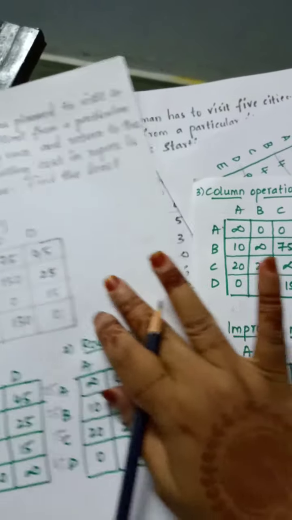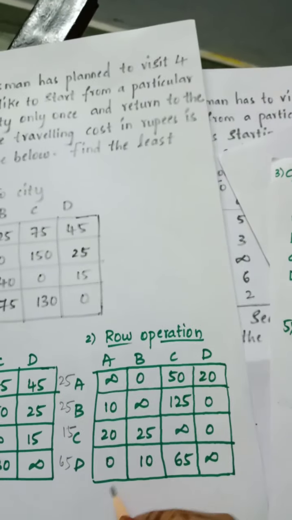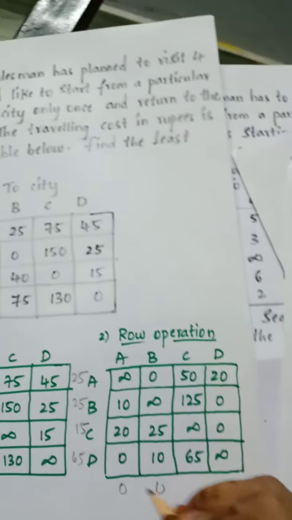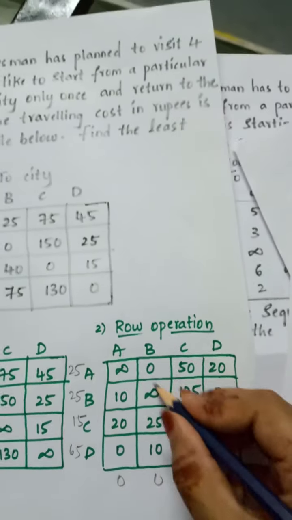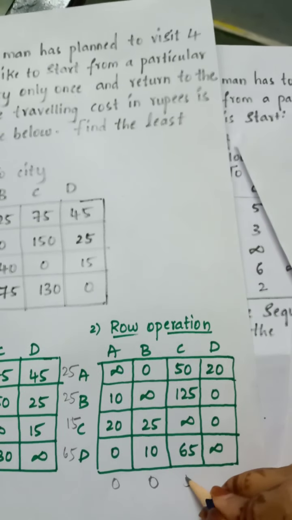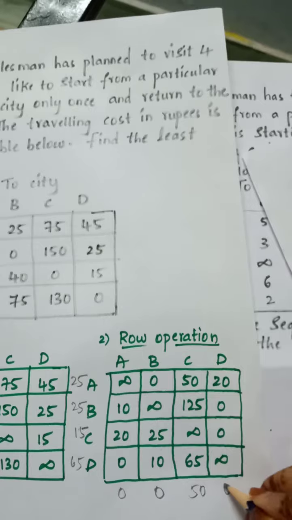Okay, and the next step is to do the column operation, students. The column operation should be done from the row operation result only. In the first column, what is the minimum value, students? 0. In the second column, the minimum value is 0. In the third column, the minimum value is 50. In the fourth column, the minimum value is 0. Okay, we have to do the column operation, students. Infinity.